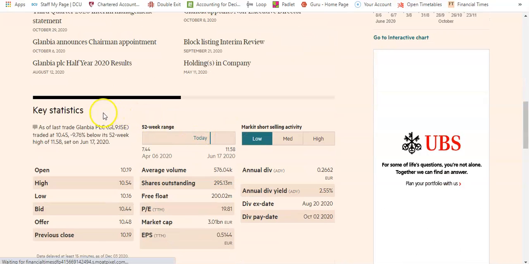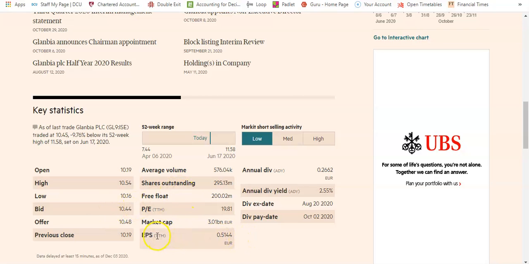What we're going to look at is the key statistics. It tells me all the different share prices. So it closed yesterday at €10.19. The high today at €10.54. It's currently trading around €10.44, €10.48. So it's in around €10.40 today.